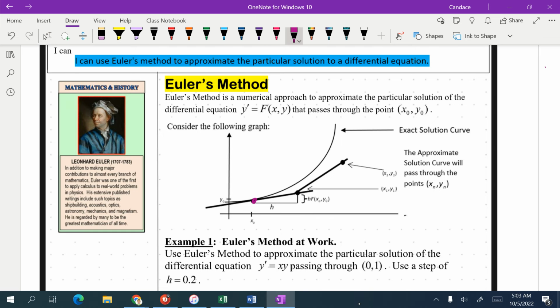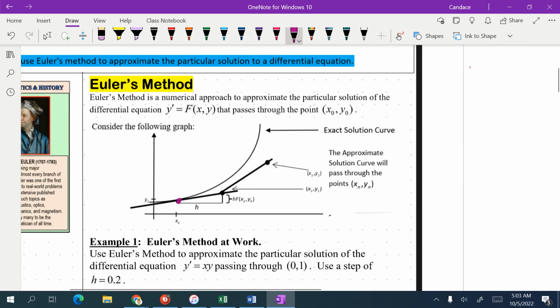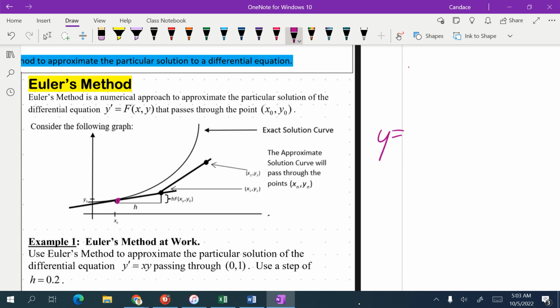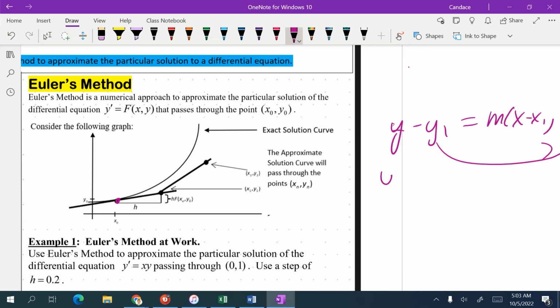There is a formula for it. It is very similar to a tangent line. Remember, a tangent line is y minus y sub 1 equals m times x minus x sub 1, and then you could take that y to the other side, plus y sub 1. Or the equation of a line, y equals mx plus b. That's really what we're doing here, finding this equation of a line.